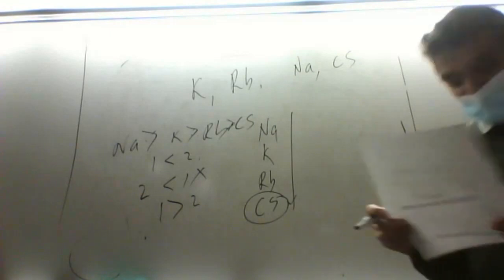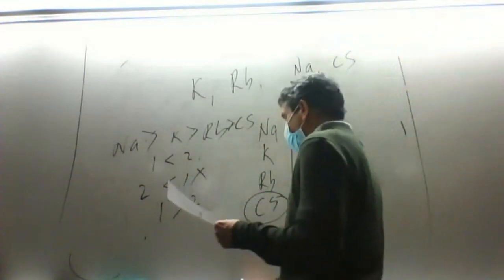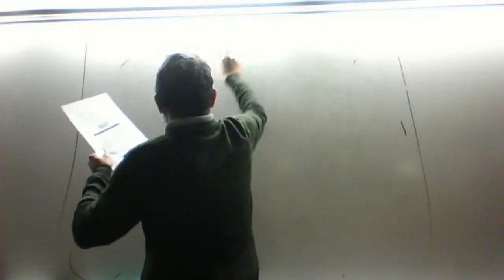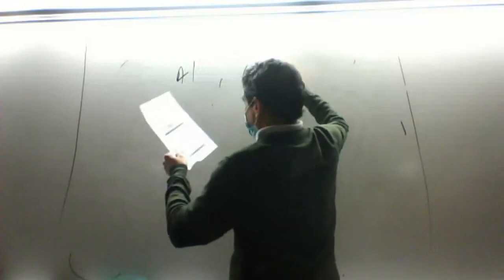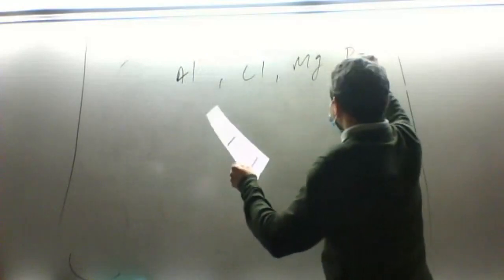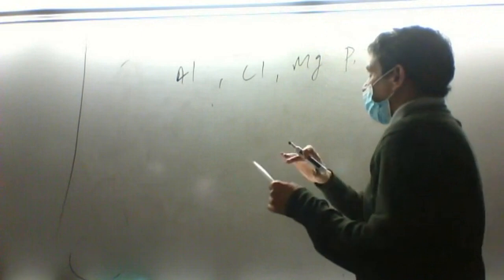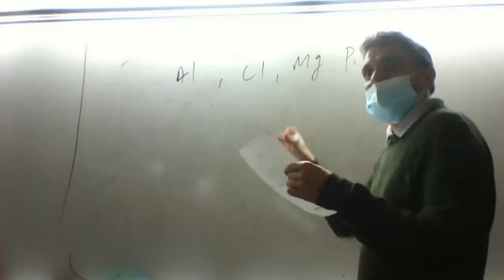Now, another one: which has the biggest size among aluminum, chlorine, magnesium, and phosphorus? I think they are asking us to look at the trend. Which way are they talking here? Aluminum. So they are talking across the period here.